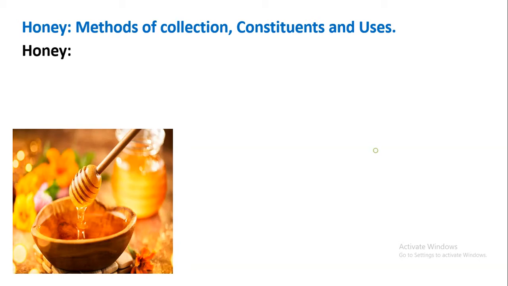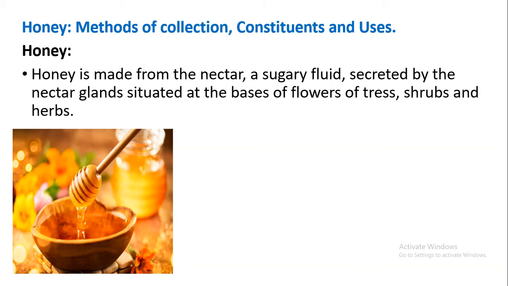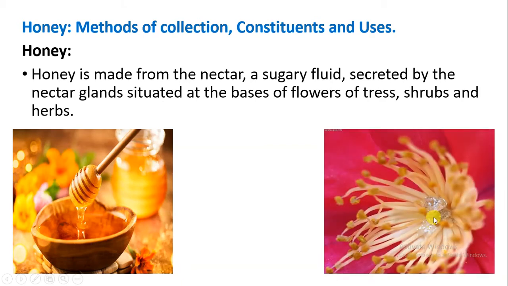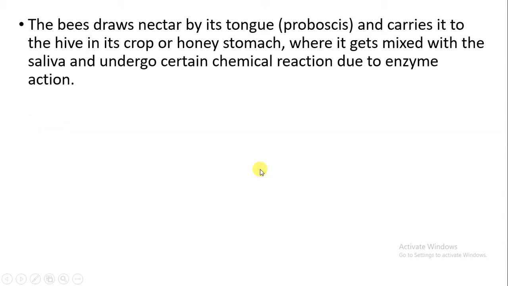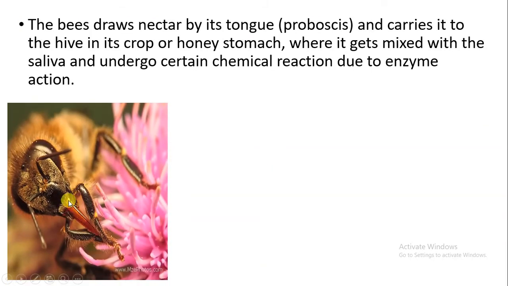So first we'll talk about honey. It is made from the nectar. As we all know, the nectar glands are present at the basal region of the flowers. Nectar is a sugary fluid secreted by the nectar glands, and it is always present at the base of flowers, which are present on trees, shrubs, and herbs. At the basal region only the nectar glands are present, and you will find the nectar in it.